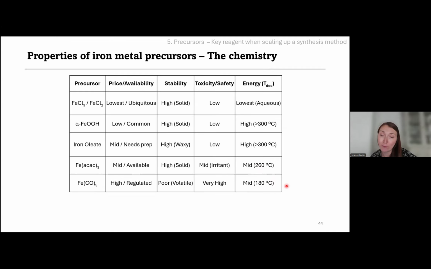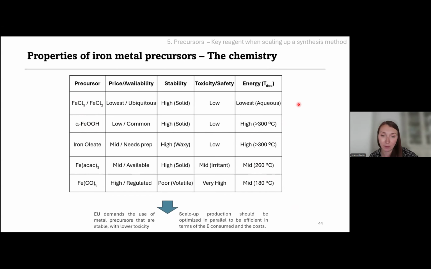And also, if we use lower temperatures, we save energy. So there has to be a balance. And then there's iron chloride 2 and 3 or goethite, that since they rely on hydrolysis and phase transformation for goethite, then it's another story, okay?